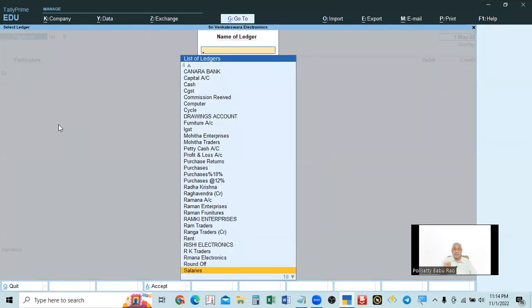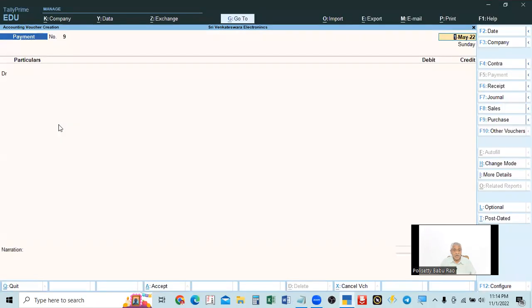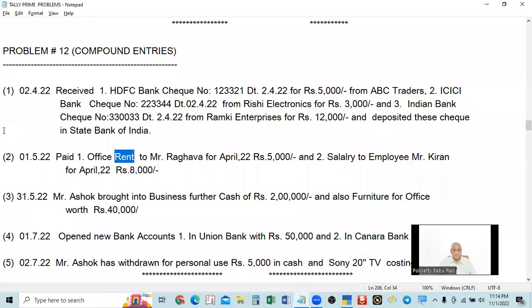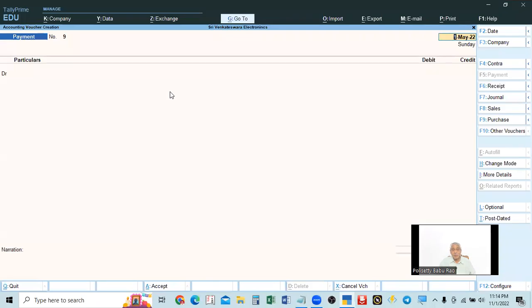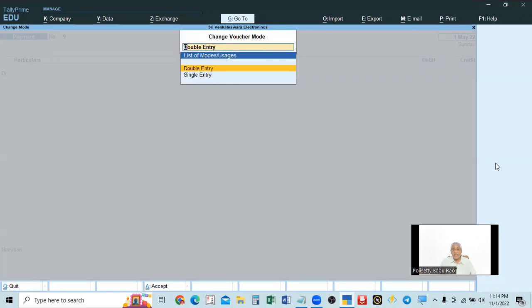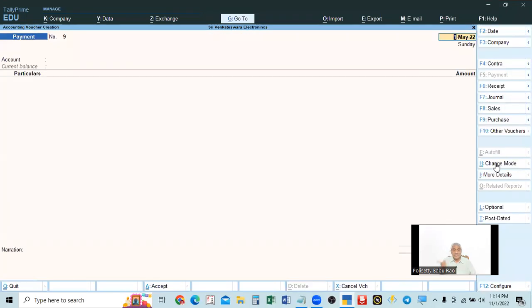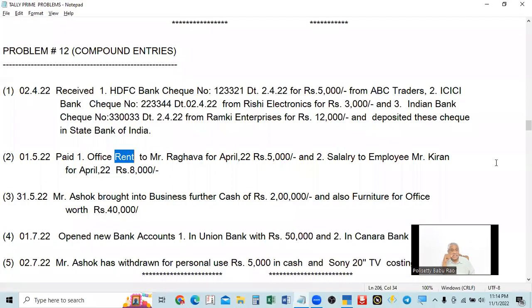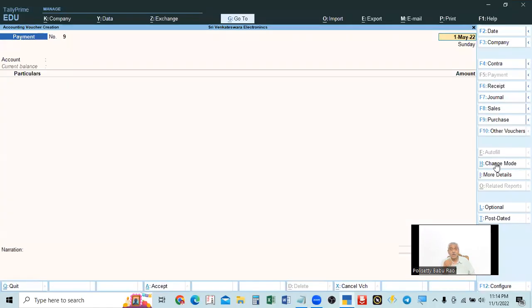Like this, we can enter for the individual amounts, that is for each ledger, and at the end, for the whole voucher also, we can give the narration. Okay, so now we entered in the double entry mode. The same thing we can enter in the single entry mode also. In the single entry mode, it will be a little different. See here, payment, whom you paid, why you paid: rent, salaries, then what you paid: cash.